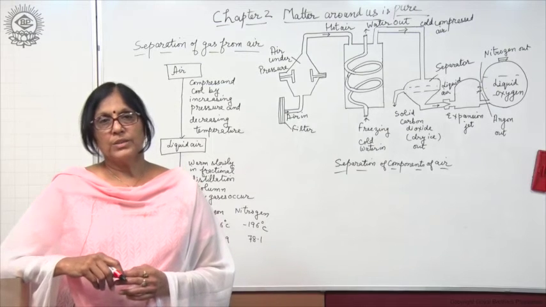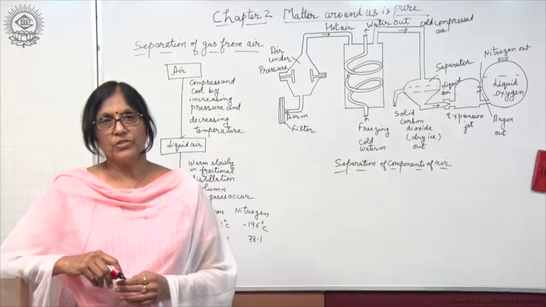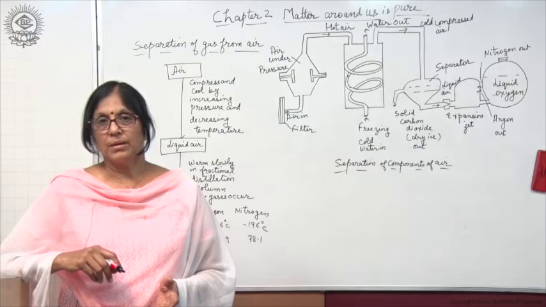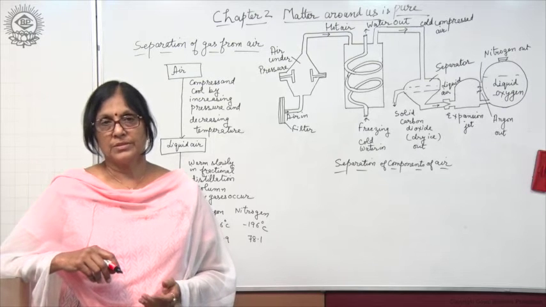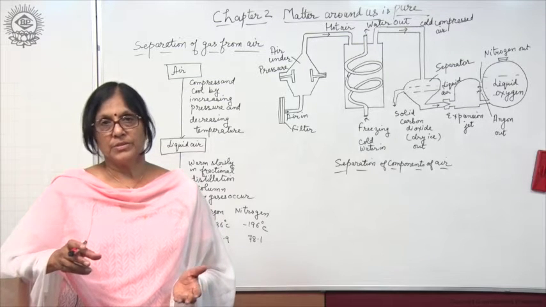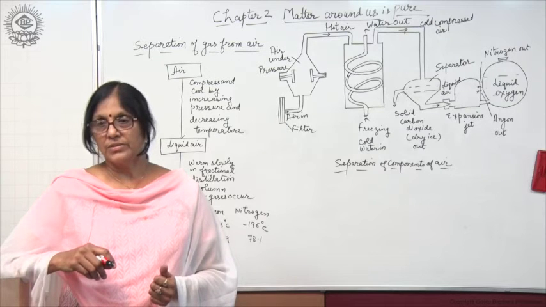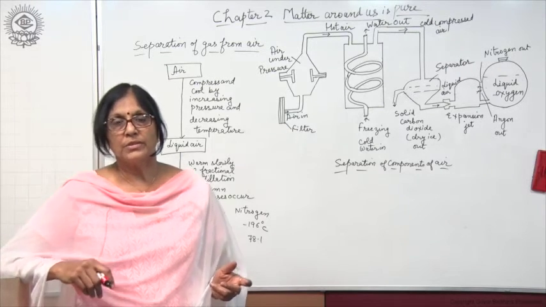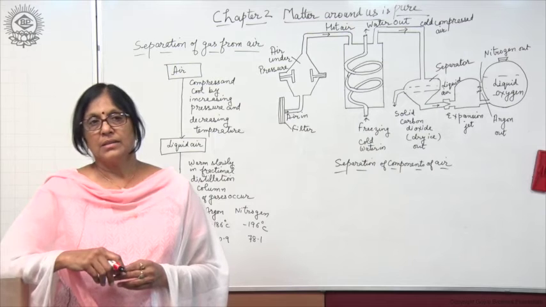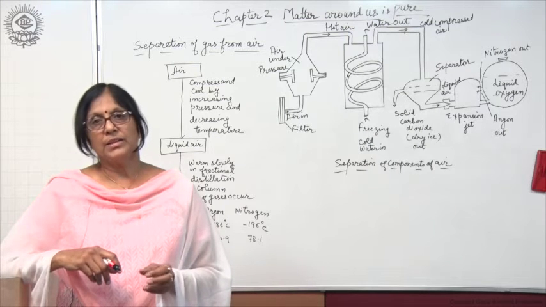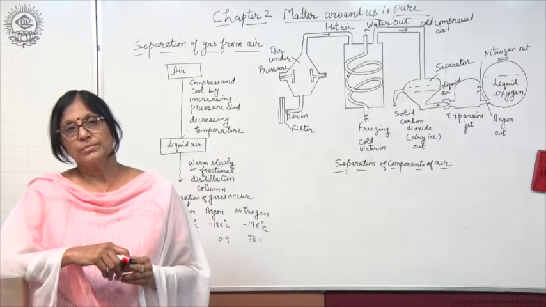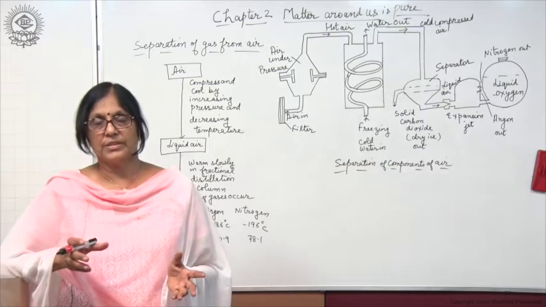You must be aware by now that air is a homogeneous mixture of various gases like oxygen, nitrogen, argon, carbon dioxide, water vapors, etc. Now how to separate these gases present in air? Let us study right now. As you have studied, gases can be liquefied by applying pressure and by decreasing temperature. So let us now study how the air can be separated into the various gases.